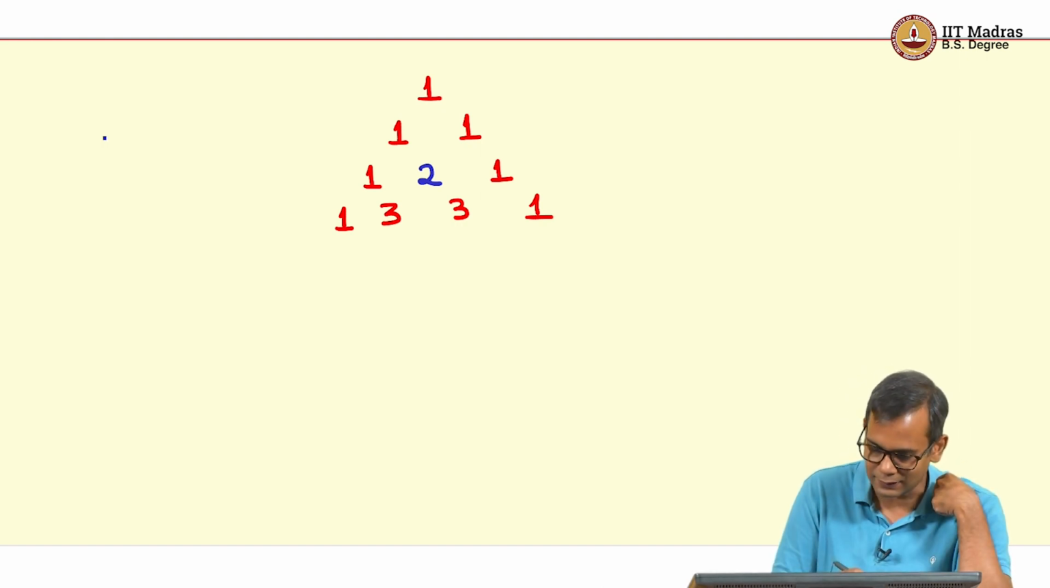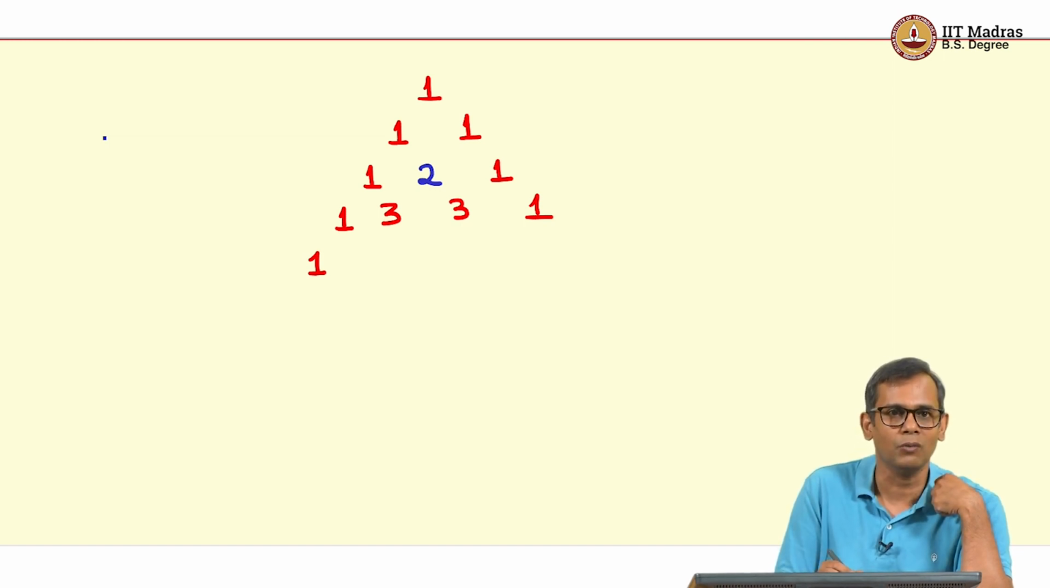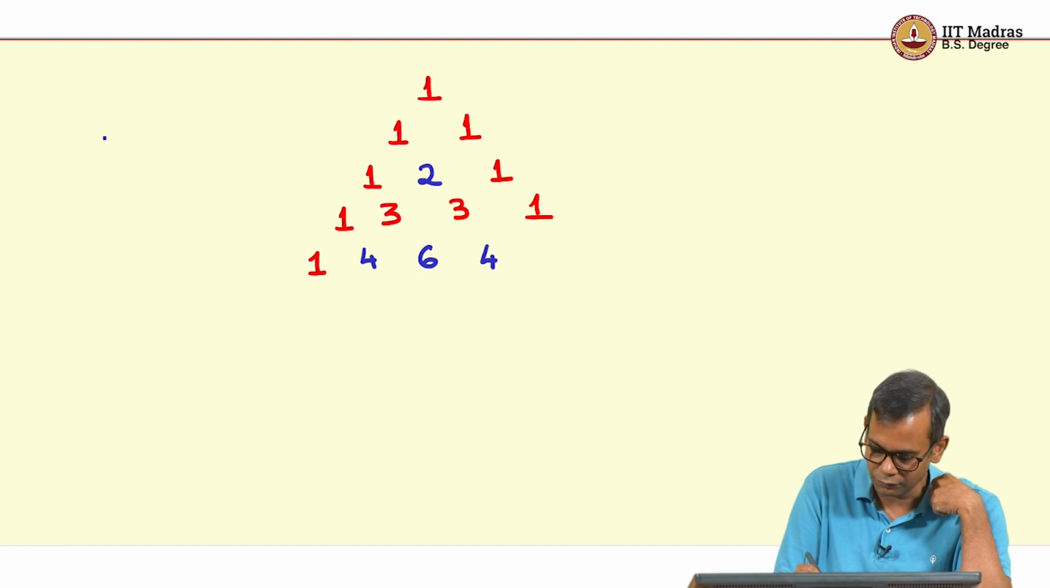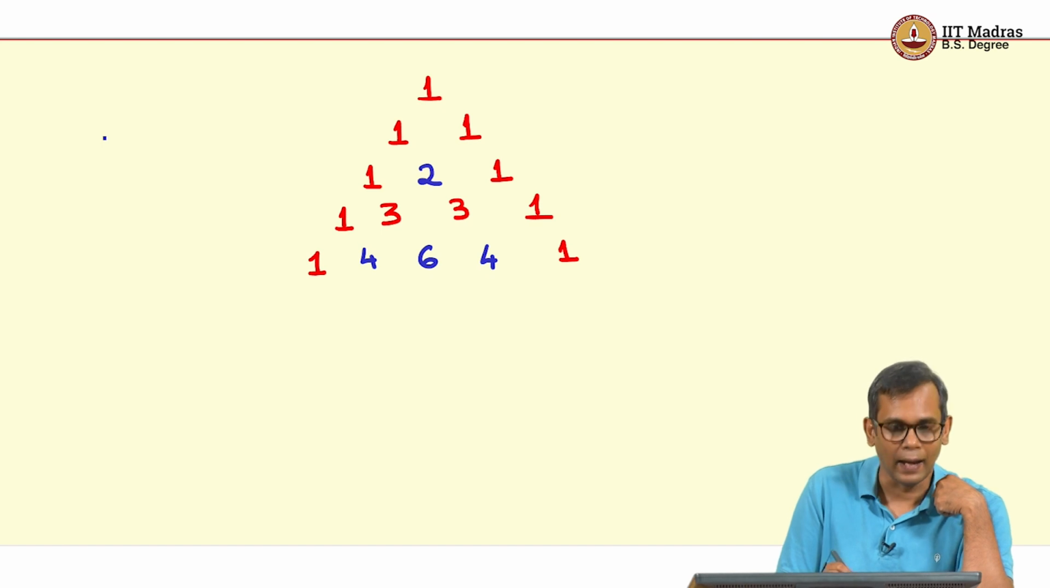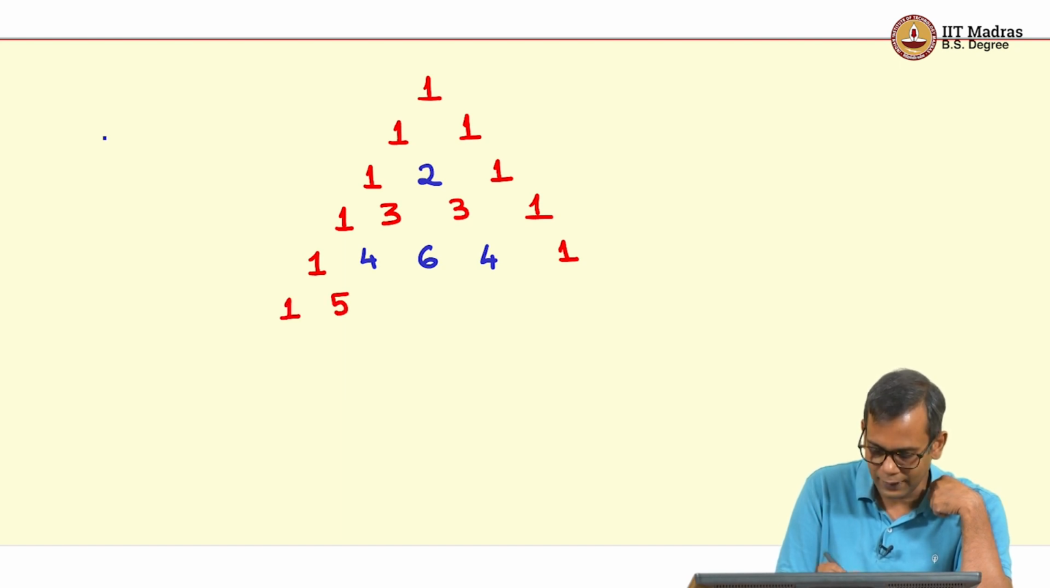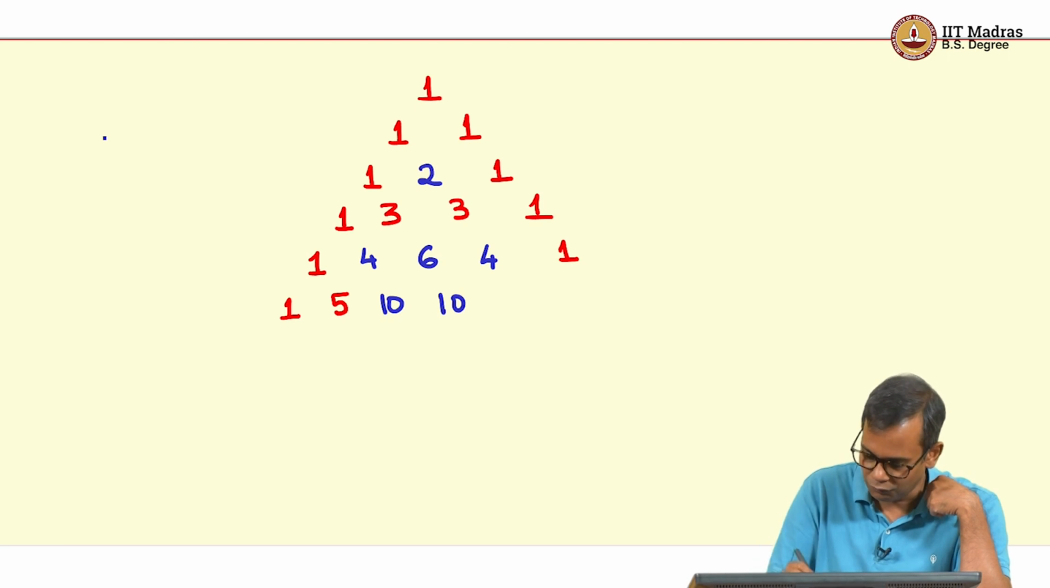Let us see what happens next. The next row always starts with 1, which is odd, and now what do we have? After that we have 4, 3 plus 3 is 6 which is even, 3 plus 1 is 4 which is again even, and then we have 1. And let us just do a few more rows. So, what happens after this? 1 5, but then we have 10, and then again 10, 5 which is odd, and 1.